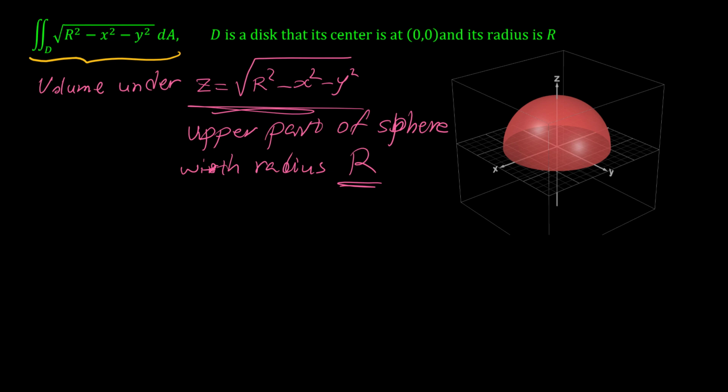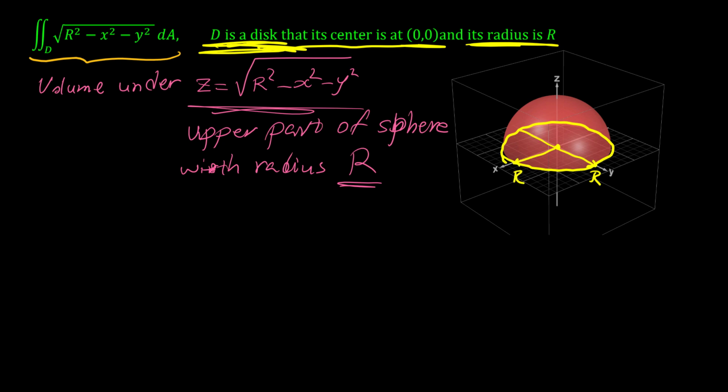And the good news is that we know the formula for the volume of spheres. The volume of a sphere is 4/3 pi r to the 3, and because this is half of a sphere, it is a semi-sphere, so the volume would be the volume of a sphere divided by 2. Attention, this region is exactly this circle that you can see here. This is a disk, its center is at 0, 0, and its radius is r. So it makes sense that this is a full circle with radius r.